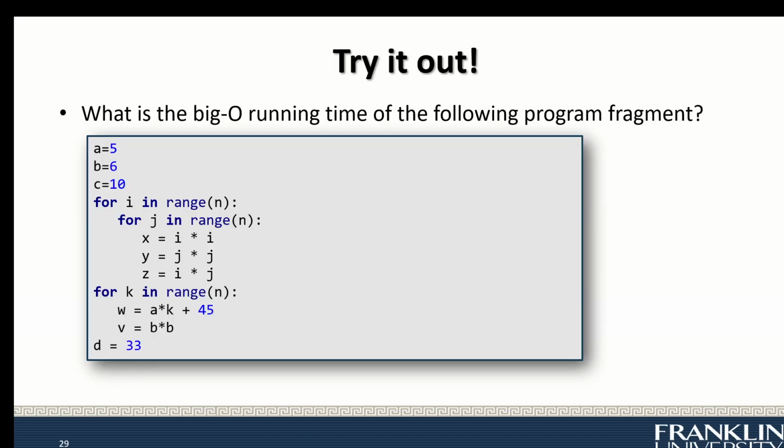So let's do some examples. What is the big O running time of the following program fragment? If you look at this here, this one has a nested loop. So this one here is O of n squared, and this one is O of n. Now, do not tell me this is n plus n squared. Between these two, the n squared is the most dominant one. So the answer is O of n squared.